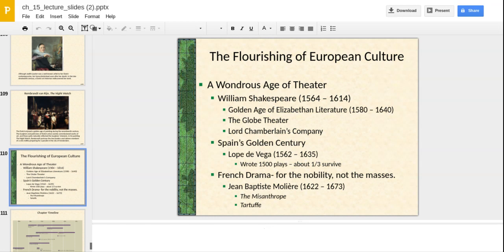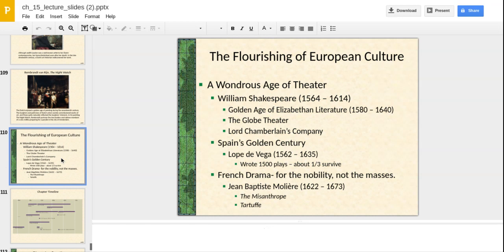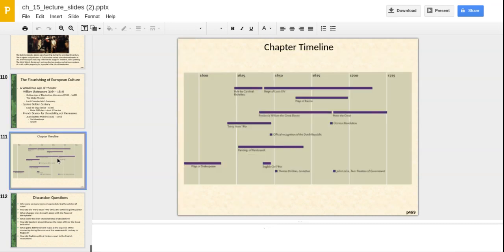French drama was for the nobility and not for the masses. Jean-Baptiste Molière wrote The Misanthrope and Tartuffe, I guess. Probably said it wrong. It's French.